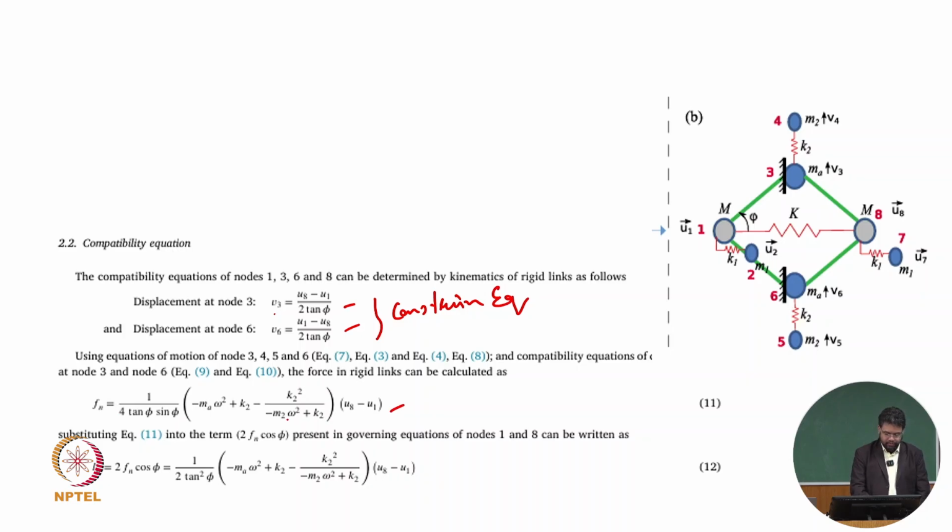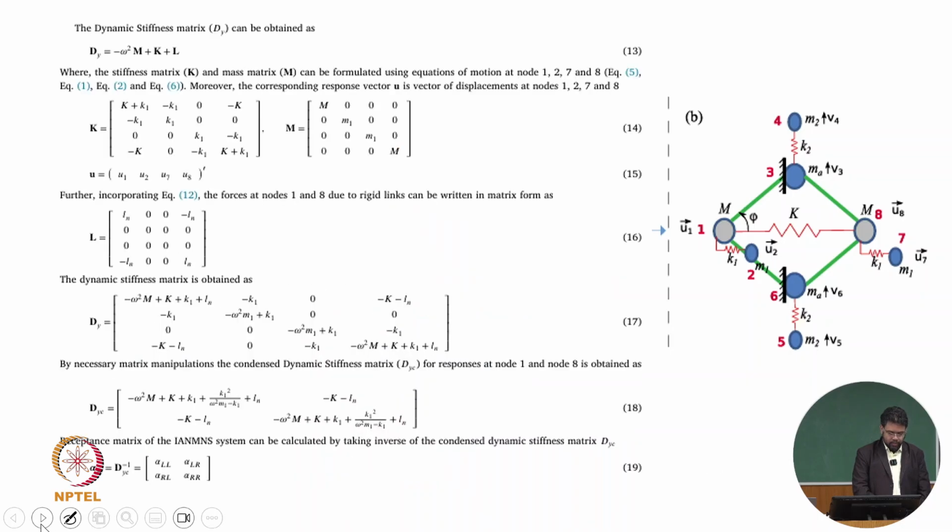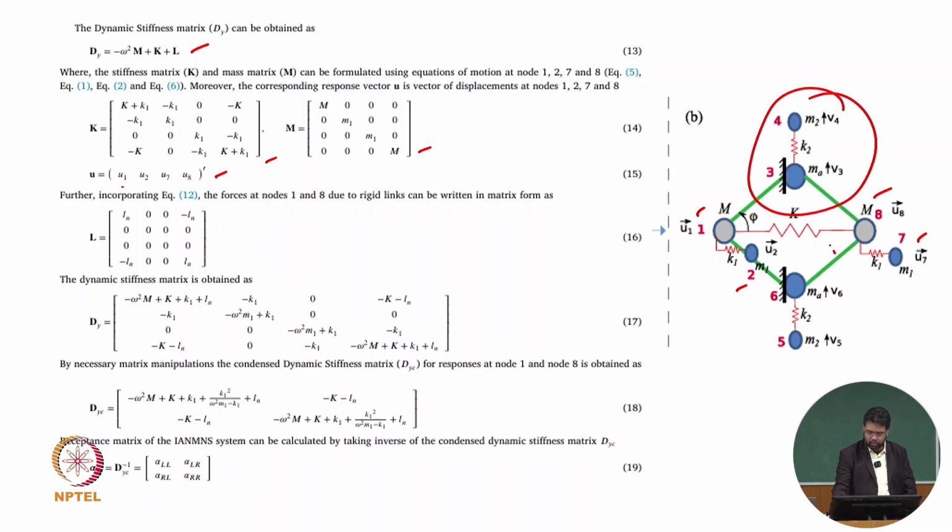So now we can write the force in terms of u8 and u1, and on the other side, how much force is coming, that also we are able to get. Okay, so now we can combine the full thing into the dynamic matrix, where the stiffness matrix k is this, mass is this, and displacements are u1, u2, u7, u8. We are just choosing this, and all those we have condensed in the L matrix.